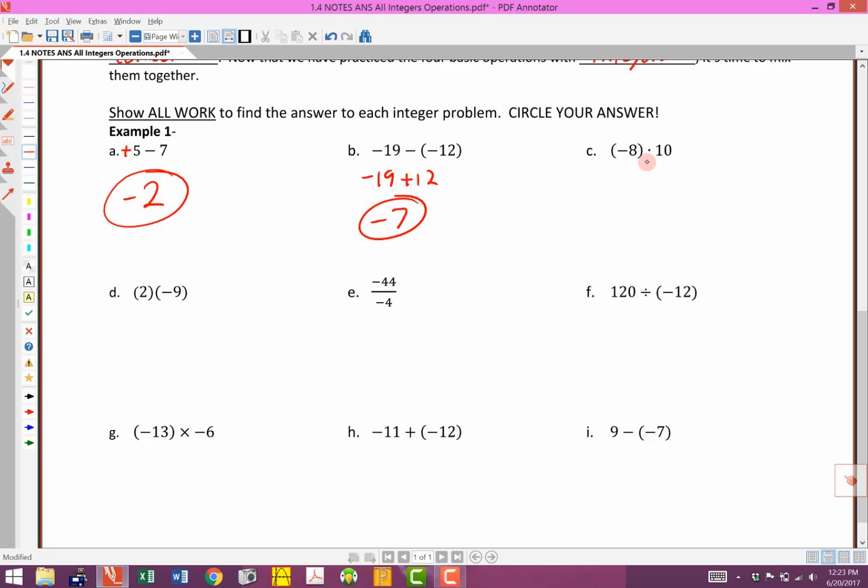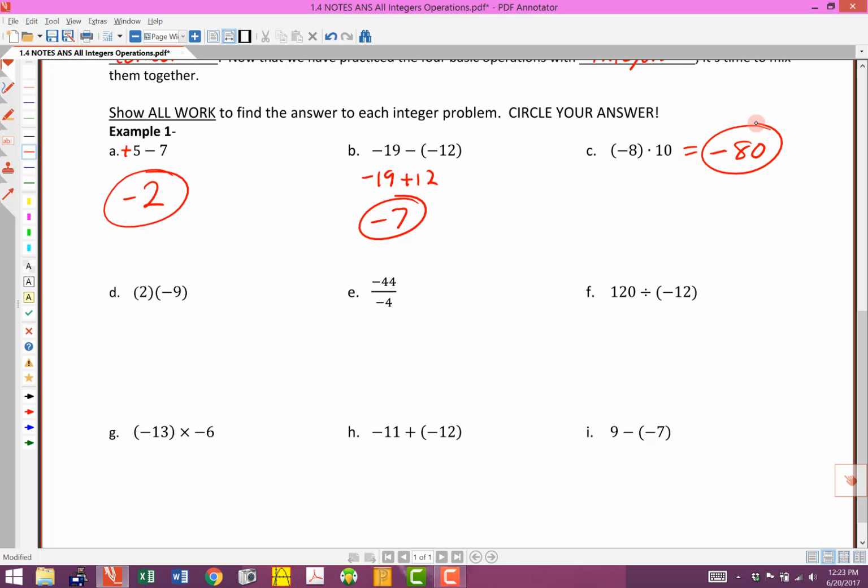Now you'll notice on this problem right here, we've got a multiplication symbol. We've got that little dot. So this is definitely multiplication. And you'll remember when we talked about this, multiplication and division of integers is a lot easier than combining them or adding them or subtracting them. So this is just a negative times a positive, so the answer is going to be negative. And 8 times 10 is 80, so there's our answer, negative 80.